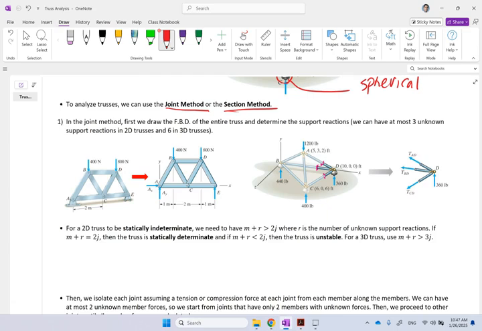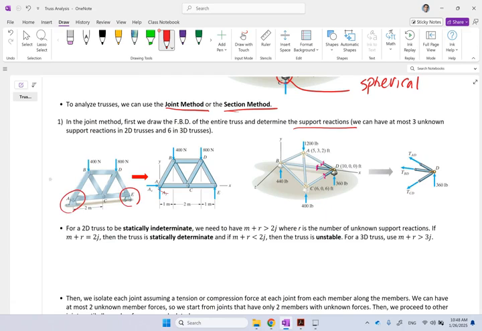So in the joint method, where the goal is typically to find the forces of all members, what you do is you have to first find the external support reactions. To do that, you take the whole truss, the entire truss, off of the support. So let's say this is a simple support, right? Here you can see there is a pivot and there is a roller here. So you take it off and then you show the free body diagram of it.